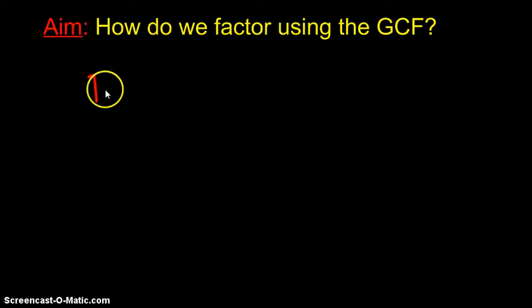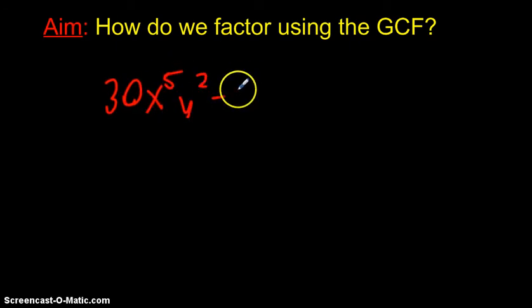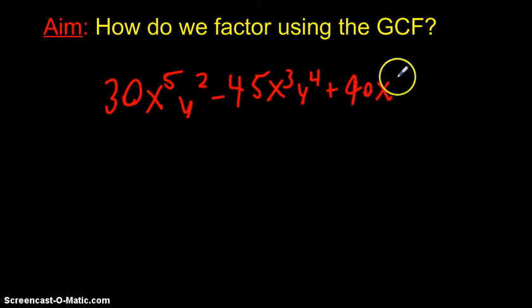Here we go. Alright, so let's say we had 30x to the fifth y to the second minus 45x to the third y to the fourth plus, I don't know, 90x to the second y to the seventh. I want to use a number that has a lot of factors with 30. If I wanted to factor this completely, I want to factor out its GCF.